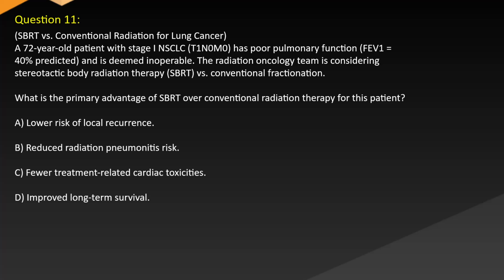Question 11. SBRT versus conventional radiation for lung cancer. A 72-year-old patient with stage IA non-small cell lung cancer has poor pulmonary function, FEV1 equals 40% predicted, and is deemed inoperable. The radiation oncology team is considering stereotactic body radiation therapy (SBRT) versus conventional fractionation. What is the primary advantage of SBRT over conventional radiation therapy for this patient?